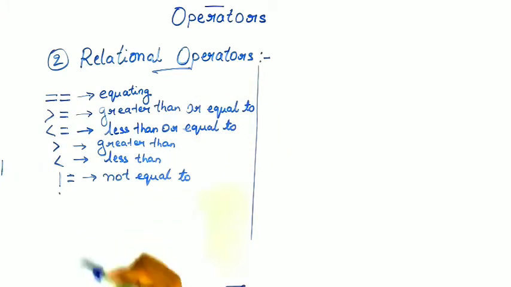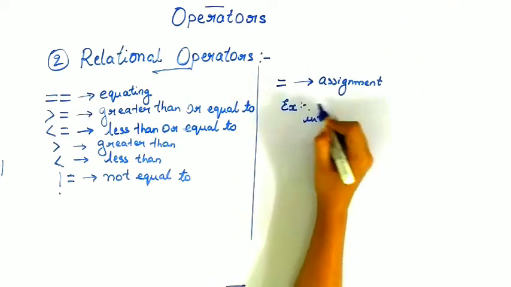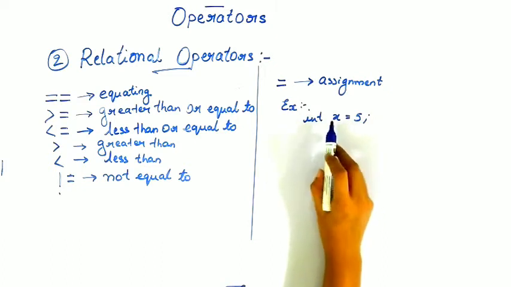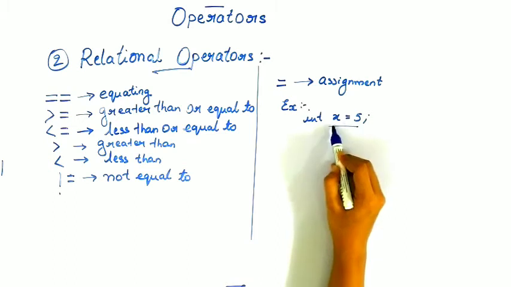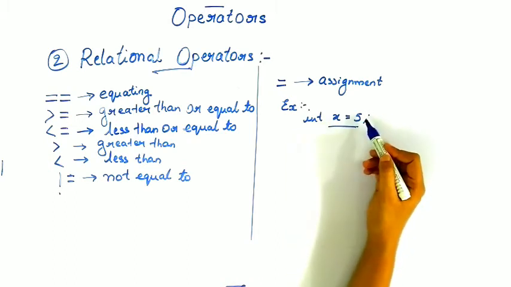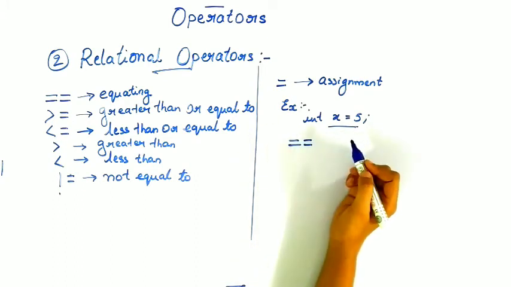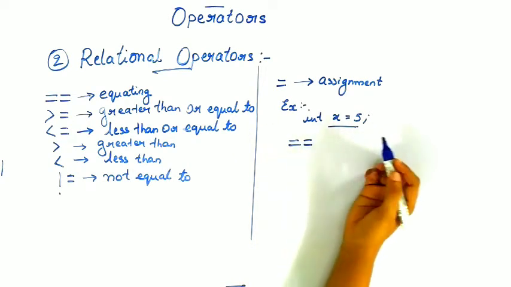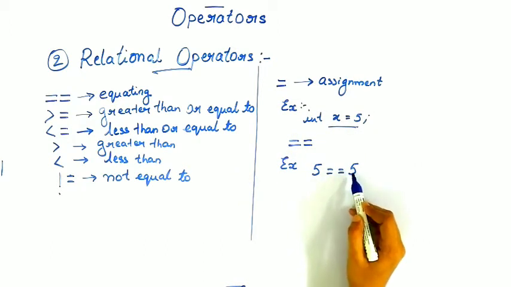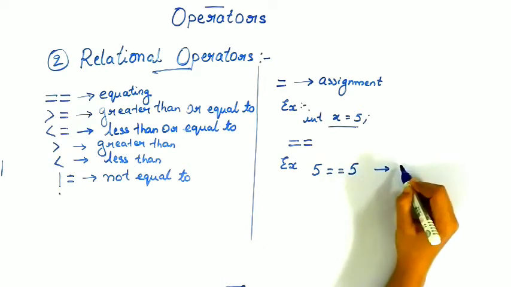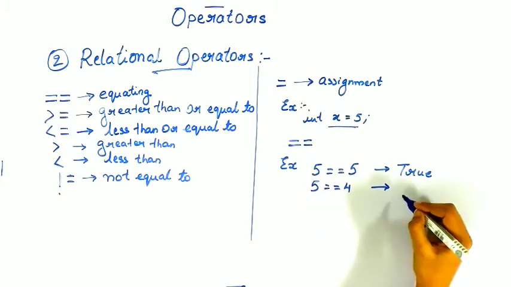There is a note point. The single equal to operator is used for assignment. For example, int x equal to 5. This means this variable x is assigned a value as 5 and this double equal to operator is used for comparing any two values. For example, is 5 equal to 5? The answer is true. Is 5 equal to 4? Therefore, the answer will be false.